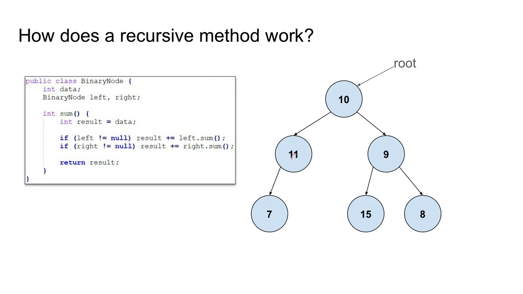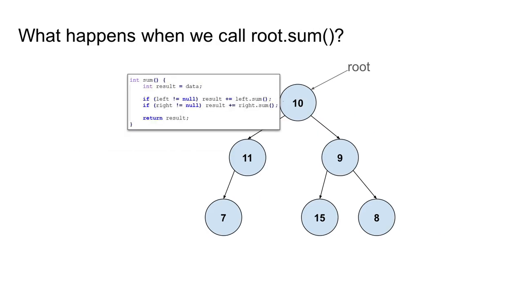The idea here is if I want to compute the sum of all the nodes in this tree, then I'm going to say root.sum. And so I'm going to put my sum method over here next to root so that we can see what's going on here. So what happens here is I am in the sum method inside this root node, and the first line of code says I'm going to assign the data to result.